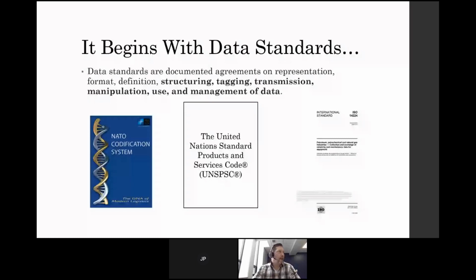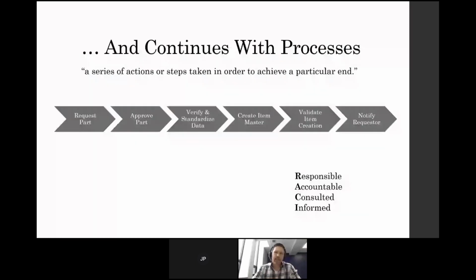Once we have that, then we've got to build a process. How are we going to manage these spare parts over their life cycle? As a generic process, we might have request part, approve part, verify and standardize data, create the item master, validate item creation, notify requester. It's a macro level process. Each one of these should have a sub-process that talks about how we actually verify and standardize the data. What's each and every one of these steps required to complete this task?